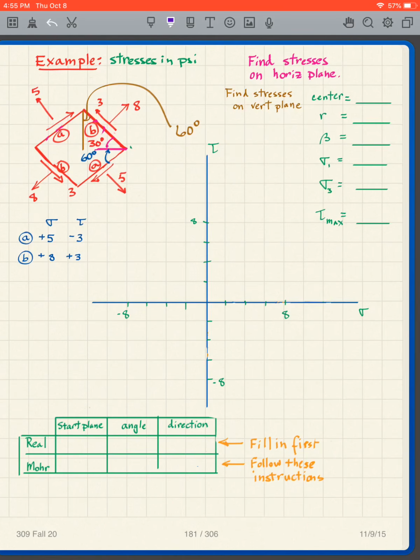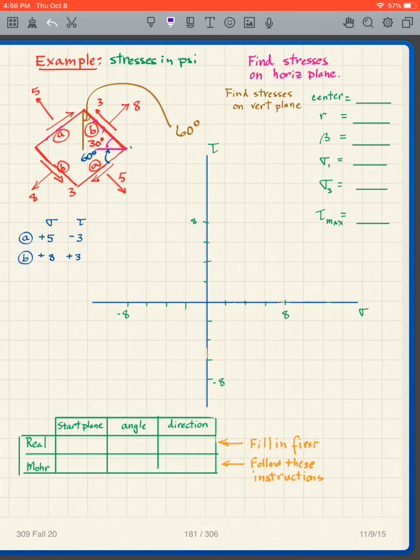I want to be able to draw this circle. The first thing we're going to do in this example is find the stresses on a horizontal plane. In other words, I'm not given the stresses on a horizontal plane. I'm given the stresses on some plane A and some plane B that are defined by this angle 30 degrees and that angle 60 degrees. But I do not have the stresses on the horizontal plane or on a vertical plane. So I want to find the stresses on both the vertical and horizontal plane, and to do that, we are going to draw the Mohr circle first.